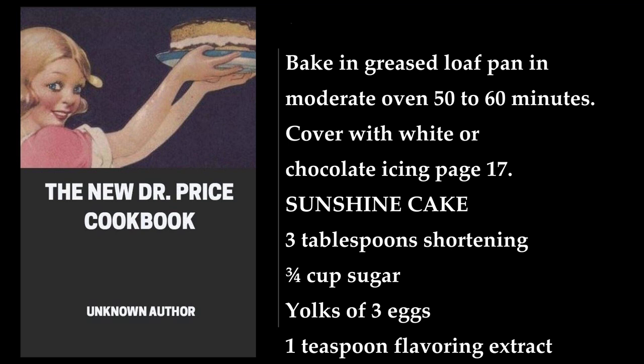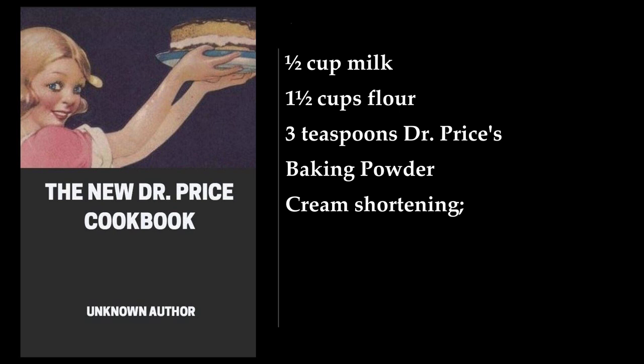Page 17. Sunshine cake. 3 tablespoons shortening. 3/4 cup sugar. Yolks of 3 eggs. 1 teaspoon flavoring extract. 1/2 cup milk. 1½ cups flour. 3 teaspoons Dry Prices baking powder. Cream shortening.